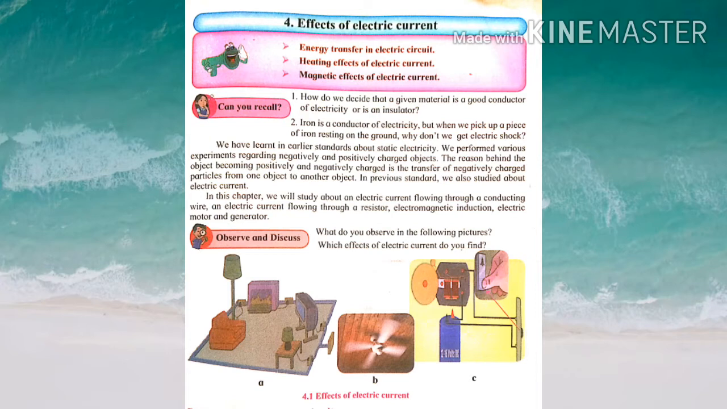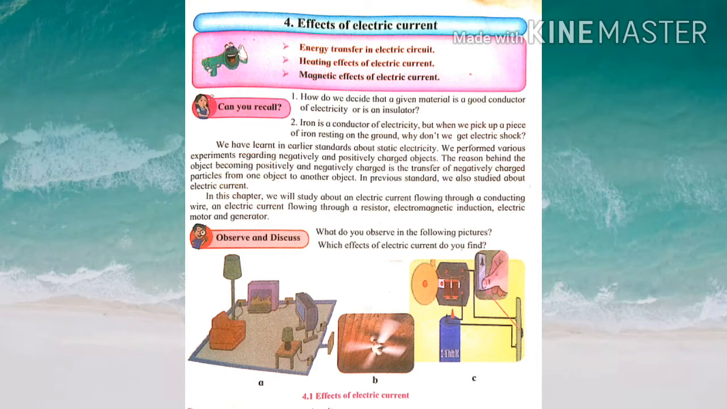We all know static electricity, that is, transferred charge remains in the object for some duration. Therefore, it is known as static electricity. The reason behind an object becoming positively or negatively charged is the transfer of negatively charged particles from one object to another object. In this chapter, we will study electric current flowing through a conducting wire, resistor, etc. Similarly, electromagnetic induction, electric motor and generator are all studied in this lesson.